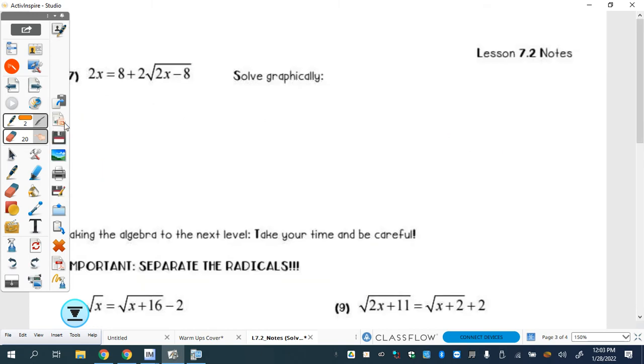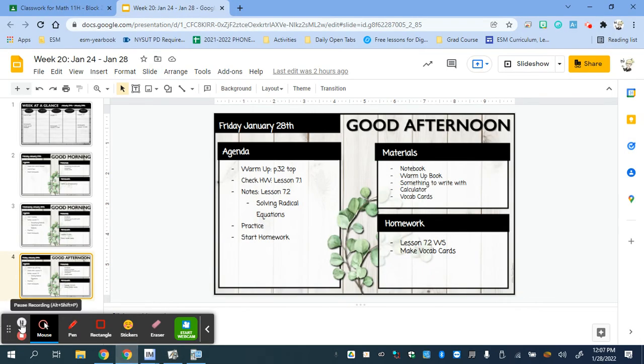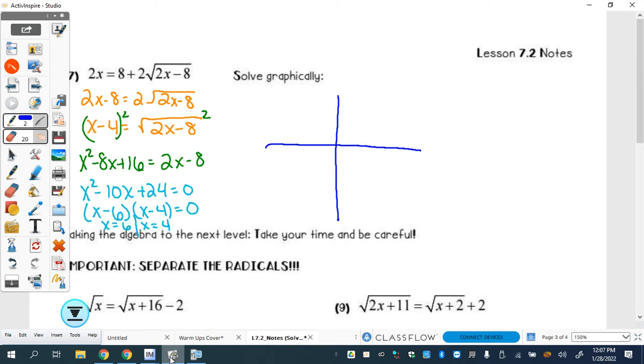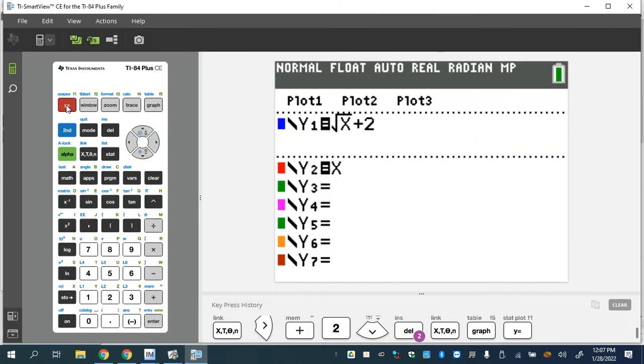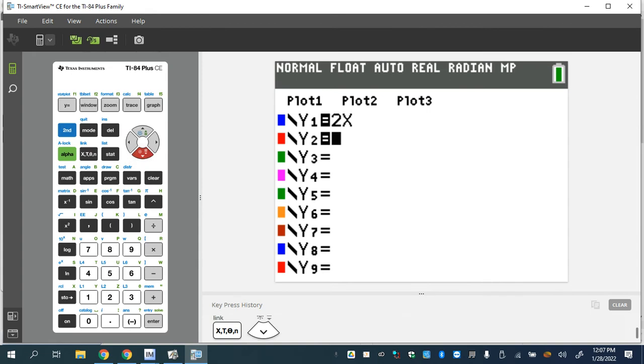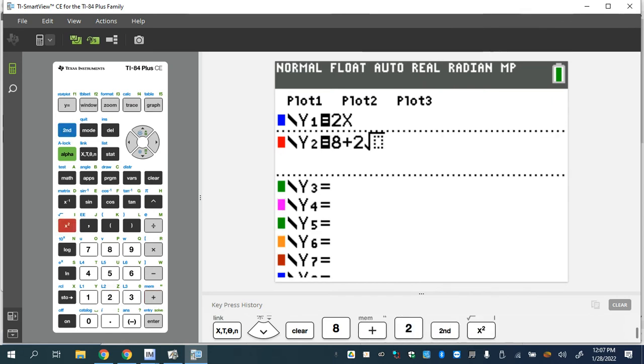All right. Again, I'm going to give you a minute. Go ahead and try solving the next one. Okay, so 2x, and then 8 plus 2 radical.